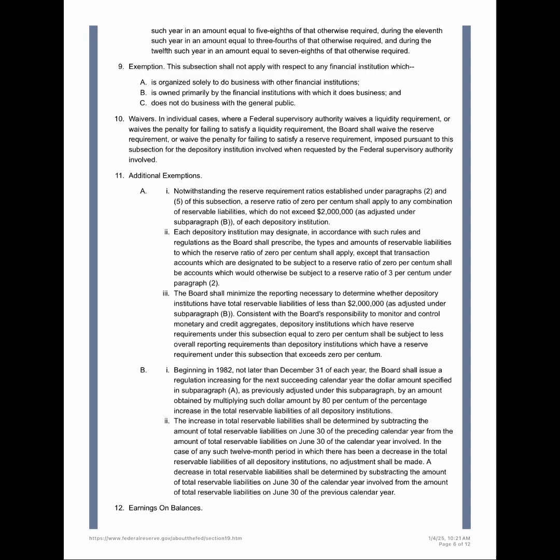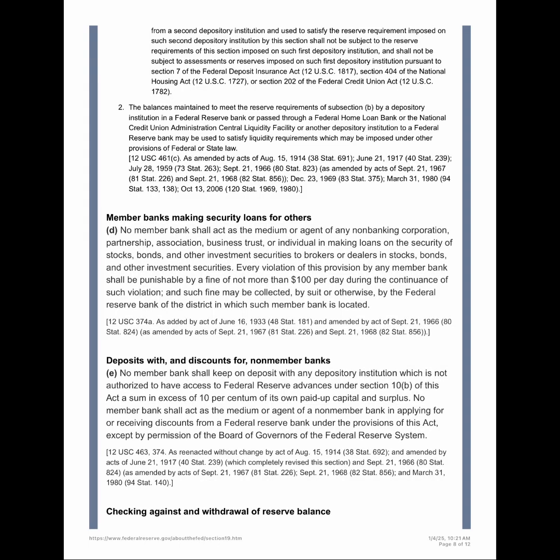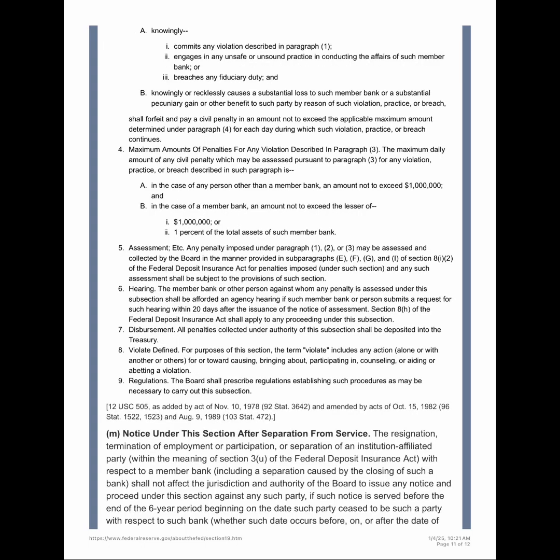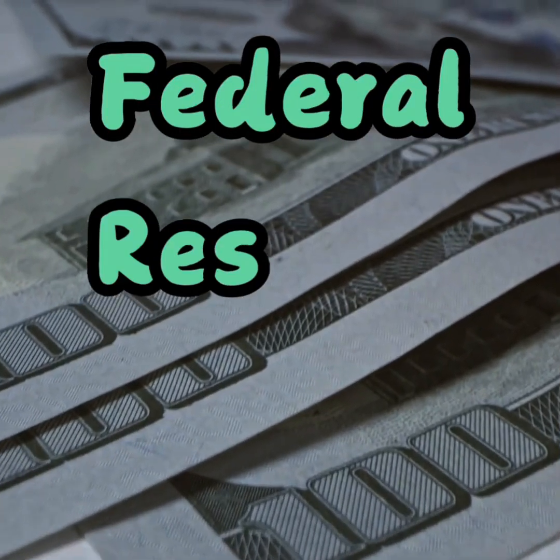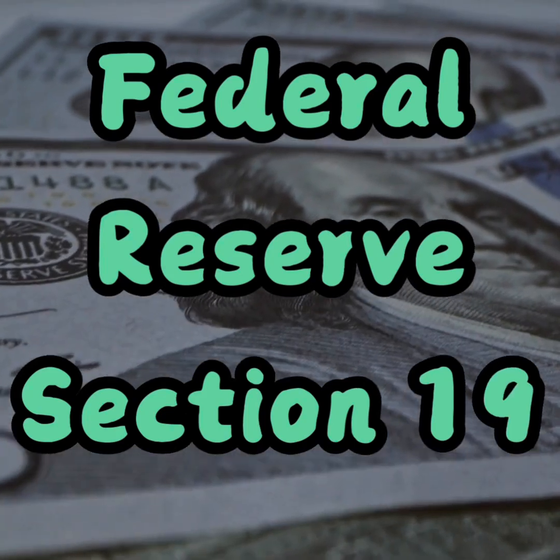The core concept is simple. Banks need to hold a certain percentage of their deposits in reserve, either as physical cash or as balances at the Federal Reserve. This seemingly straightforward requirement is the foundation for the Fed's ability to influence the money supply. So it's not just about safety, but also about controlling the economy? Precisely. By adjusting the reserve requirement, the Fed can influence how much money banks have available to lend, impacting credit availability and overall economic activity.